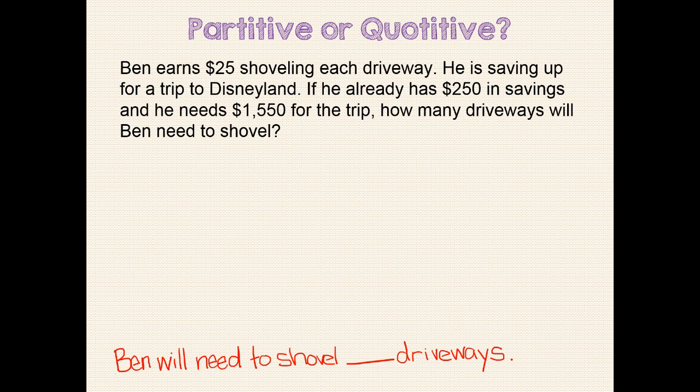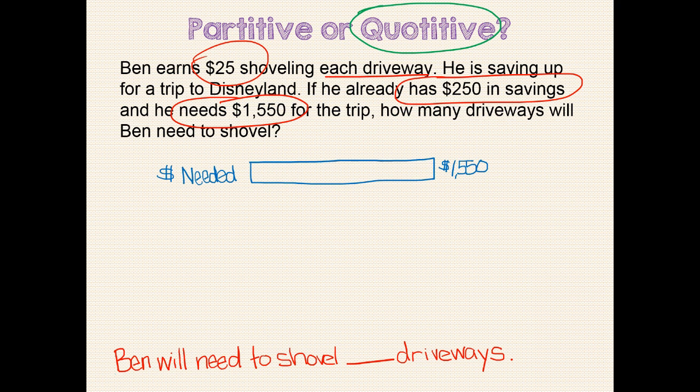When rereading the problem, we identify the important information we need to solve the problem. This problem is quotitive because we know the number of items in each group, the price of $25, and we need to find out how many groups there are, which is how many driveways Ben needs to shovel. The whole for this problem is the money Ben needs for his trip to Disneyland. So this unit bar will represent the $1,550 he needs. The problem tells us that Ben already has $250 in savings, so we should show that on our unit bar.